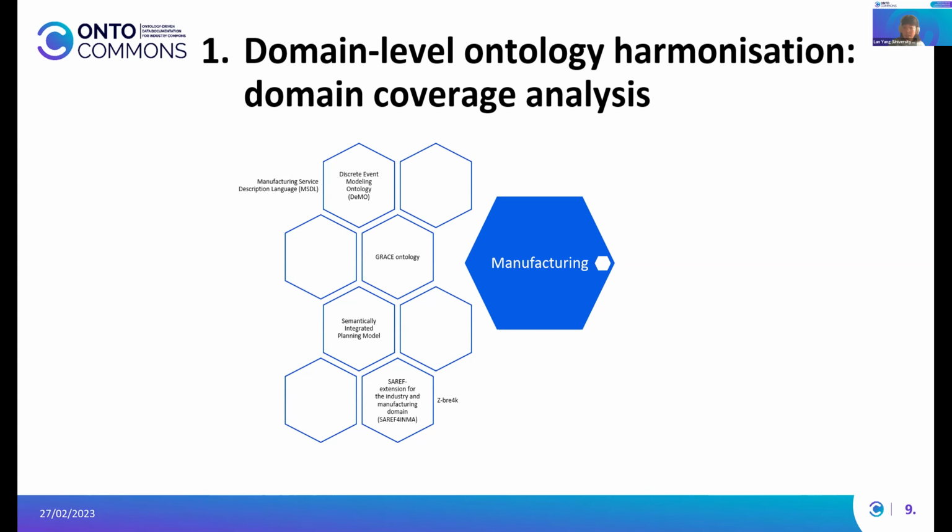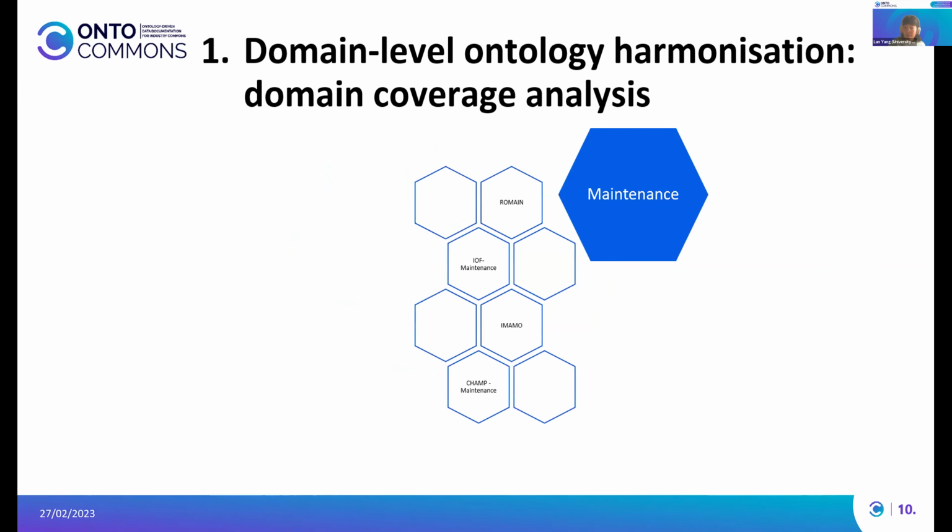And we have the MSDL, which means the manufacturing service description language, an OWL-based ontology described to specify the service description. And last, we have the maintenance focus area. We discovered ROAMING, IOF maintenance, IMAMO, and CHAMP maintenance. Some ontologies in manufacturing related domains also include some concepts and classes about maintenance, but those ontologies are not shown here because this focus area is only focusing on specific domain ontologies of maintenance.